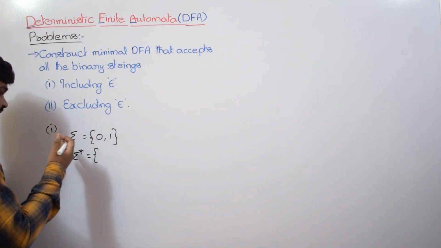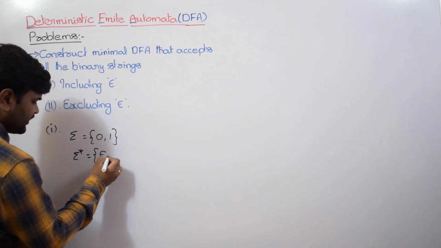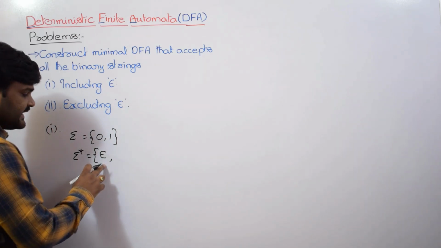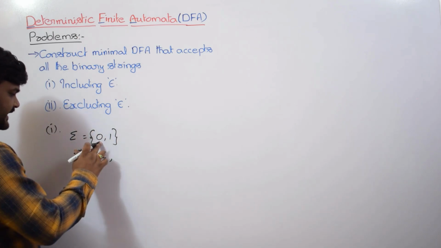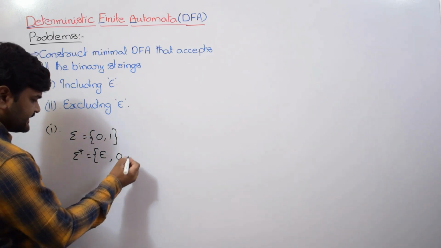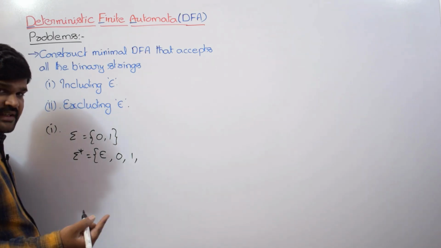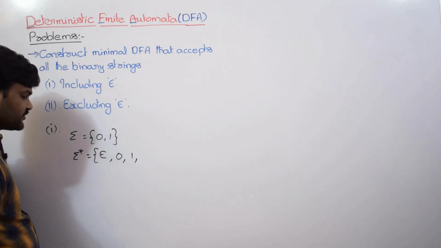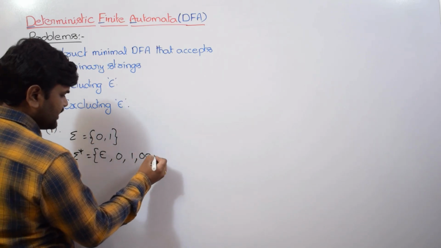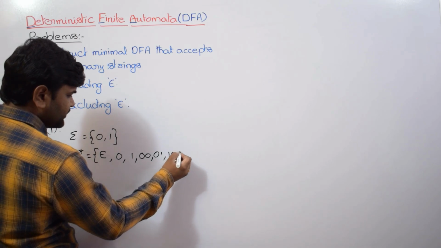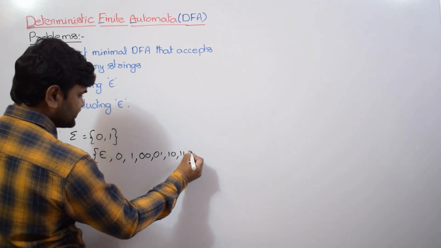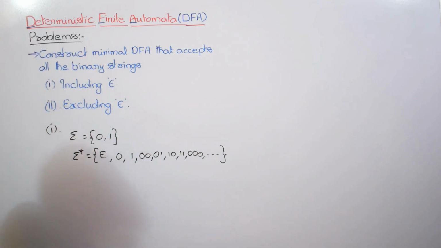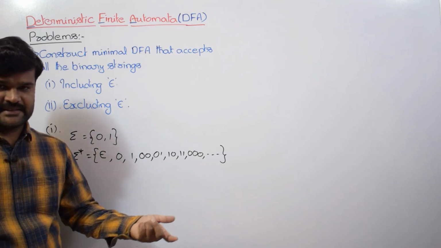Whatever the input symbols are, the 0 length word is always epsilon. Then one length words: every symbol, 0 is one length, 1 is one length. Then 2 length: every combination, 00, 01, 10, 11. Then 3 length: 000, and so on. Any length is possible, so this set is infinite.